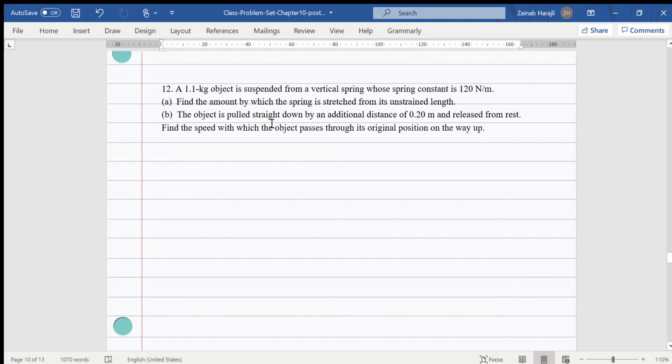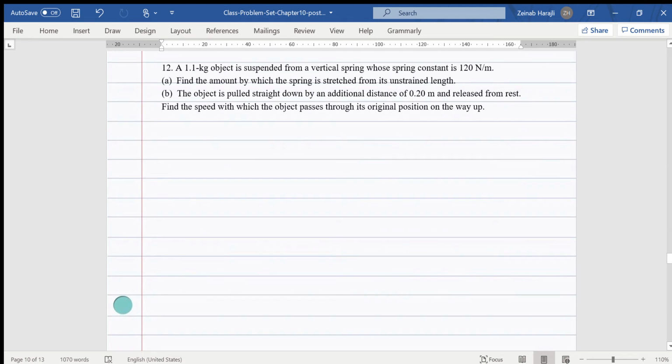we are told that the object is pulled down by an additional distance of 0.2 meters, and then it's released from rest. So of course it will be oscillating now. We want to find the speed with which the object passes through its original position on the way up. So we can start by writing the given.